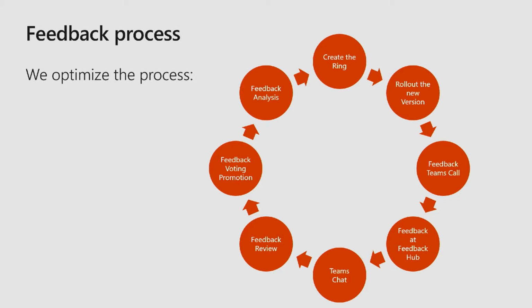Okay, you remember the feedback process from last year? That was only 5 points, and now we have a ring. We created the ring, used it, and rolled out the new versions to our company PCs. Then we gave feedback in Teams calls. We have a periodic team call via the Teams group, and we talk about it. After that, we give feedback to the Feedback Hub. So the year before, we only had rollout, giving feedback in the Feedback Hub, review, feedback analytics, giving feedback, and rolling out a new version.